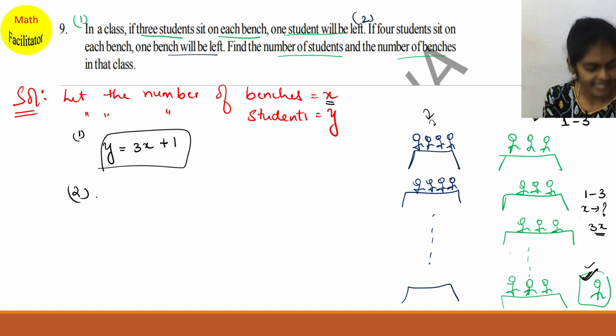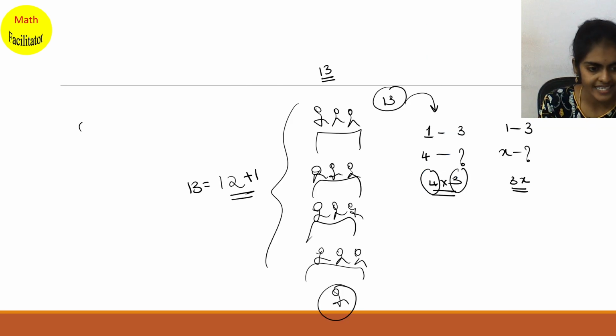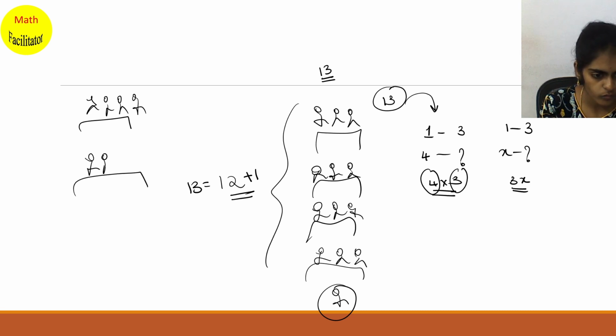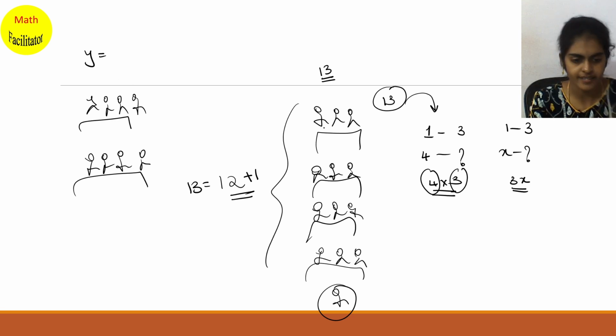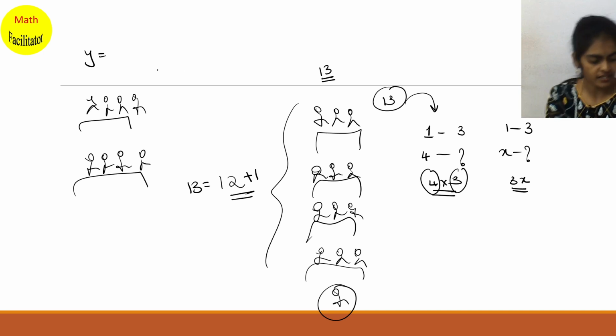So let's see the second case. In the second case, what are we doing? We are arranging the students in the benches. In each bench I have 4 students. The total number of students is y only.